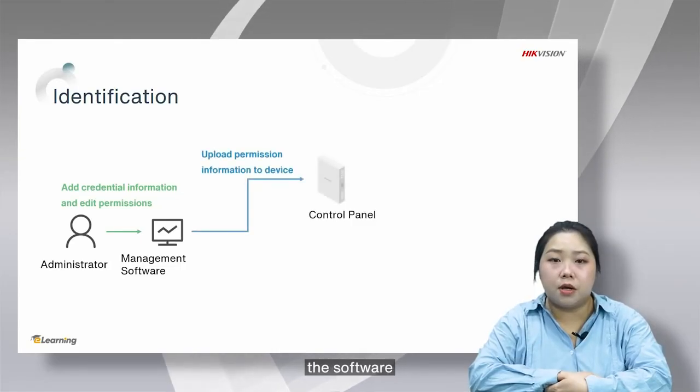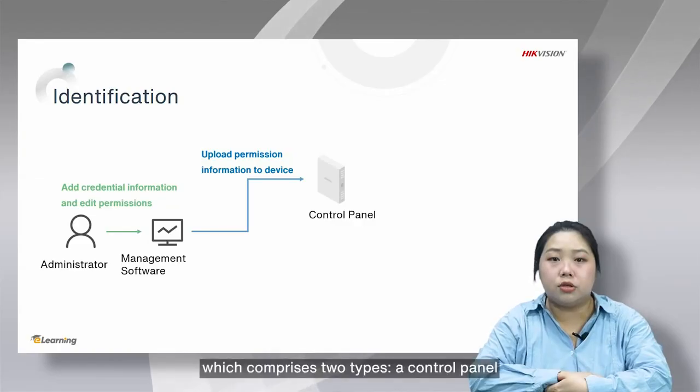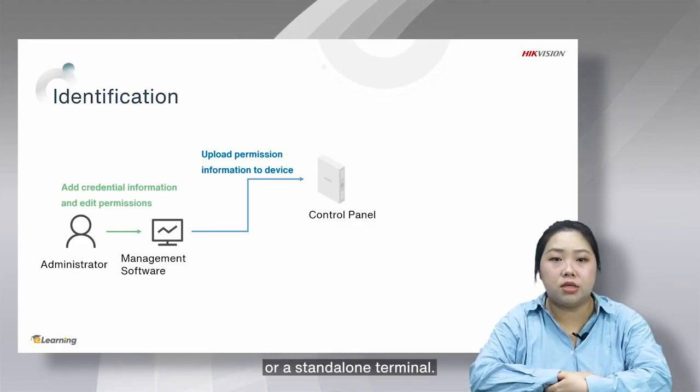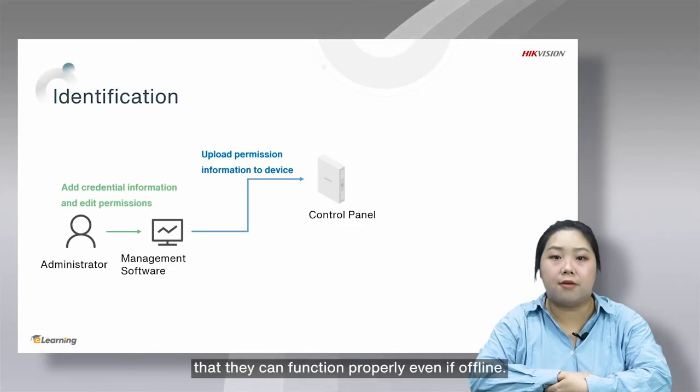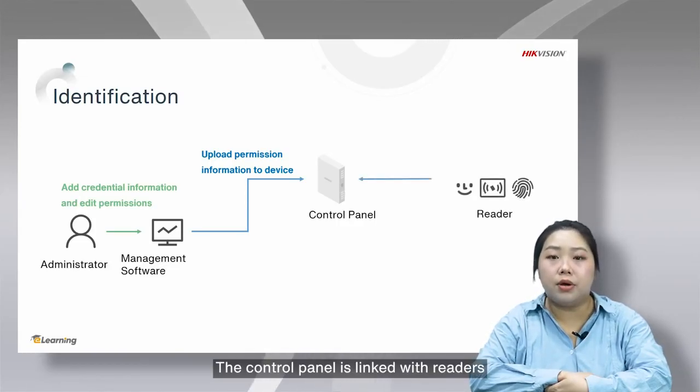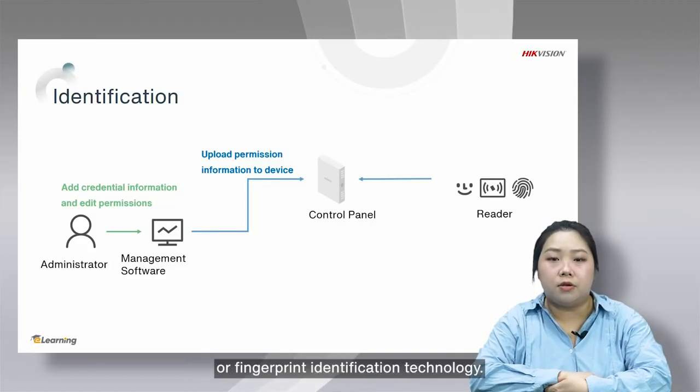Subsequently, the software transmits this information to the control unit, which comprises two types, a control panel or a standalone terminal. Both of these units will save the authorization data, ensuring that they can function properly even if offline. The control panel is linked with readers that employ facial recognition, card scanning, or fingerprint identification technology.